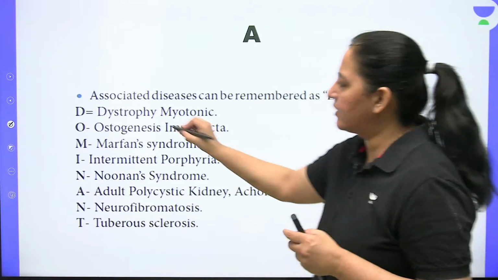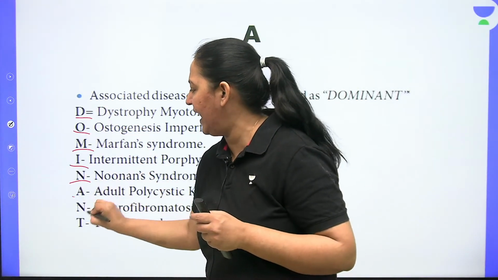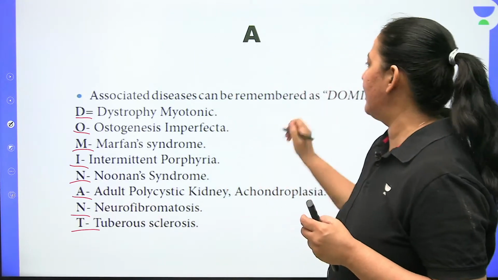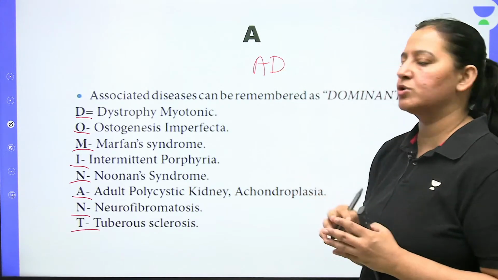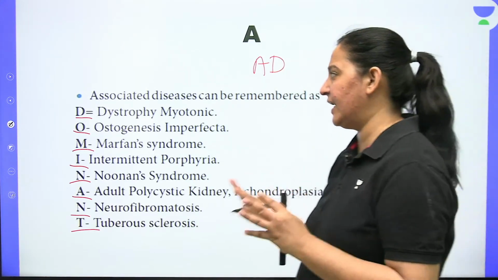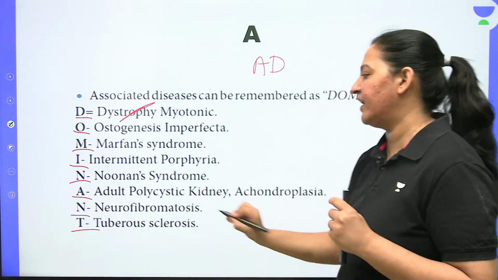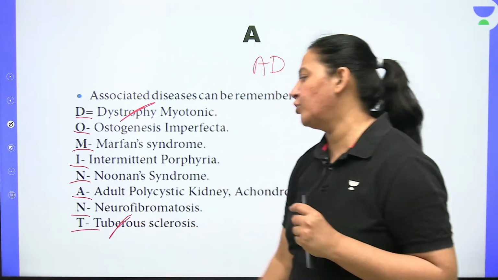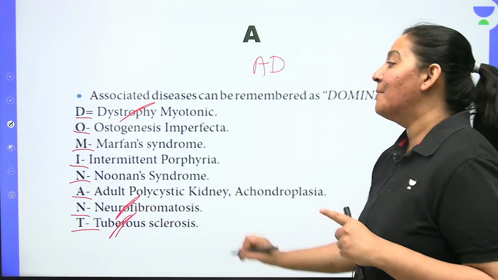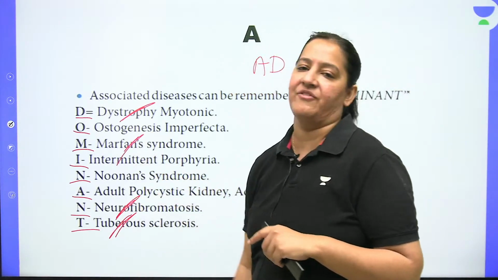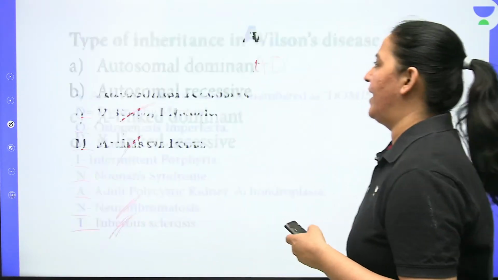So in this mnemonic Dominant, D-O-M-I-N-A-N-T, this is the mnemonic for autosomal dominant traits. All these diseases follow the autosomal dominant trait. You may have seen till now, previous year questions were already asked on myotonic dystrophy, on tuberous sclerosis, on neurofibromatosis, and on Marfan. So you can see how useful this mnemonic is going to be for you. Let me move ahead, don't worry.